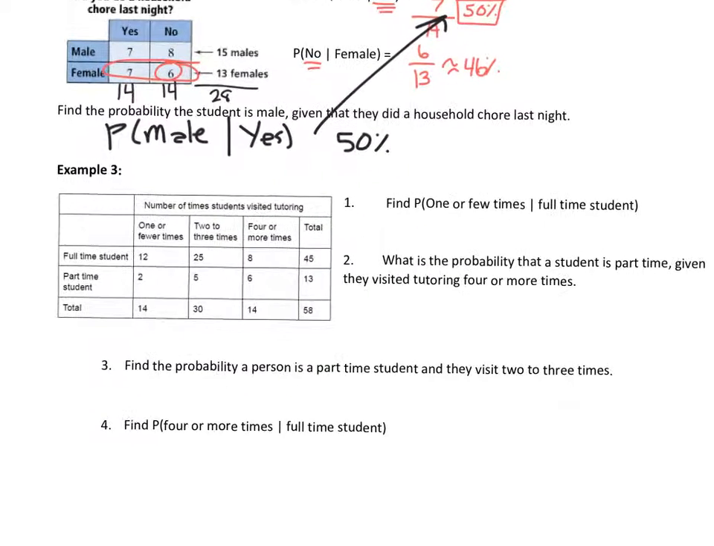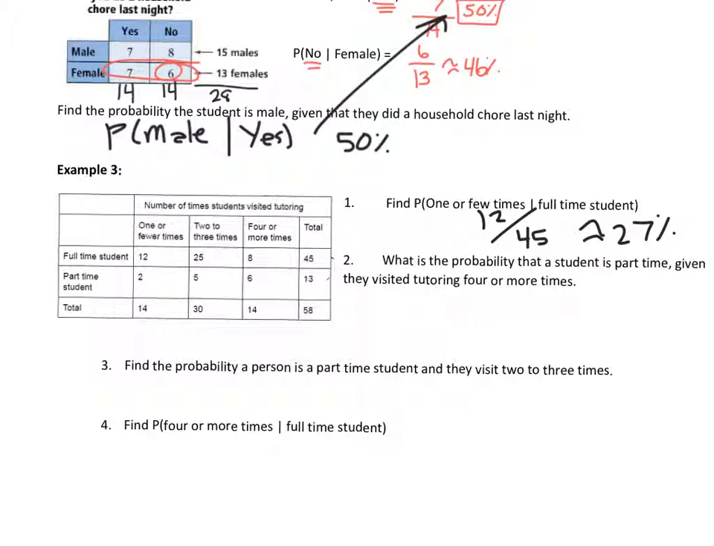Okay, example 3. Looking at this chart, it shows the number of times students visited tutoring, whether they're full-time or part-time students, and the data is broken up. We actually already have the totals here nicely. Sometimes you want to go through in total, just like we did up here. Number 1, find the probability that a student went one or fewer times, given they're a full-time student. We're only going to look for a denominator of full-time students. There are 45 full-time students. Of those 45, 12 went one or fewer. So I'm going to divide 12 by 45 and get about 27%.